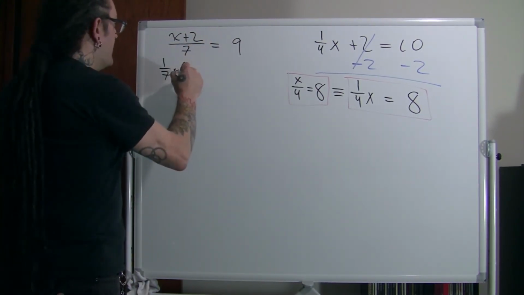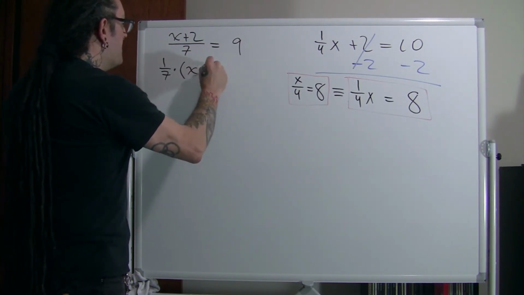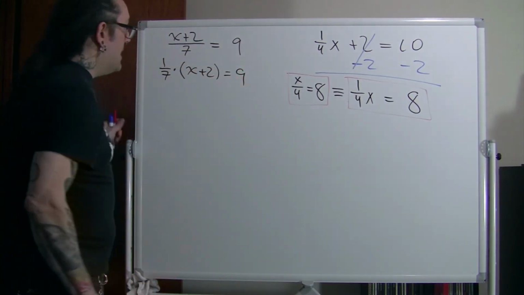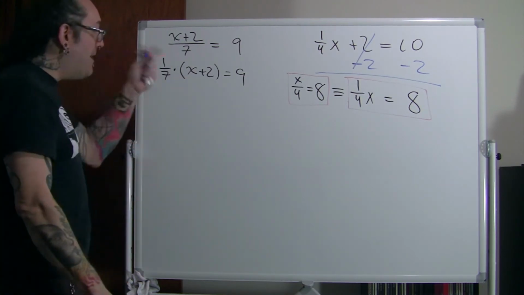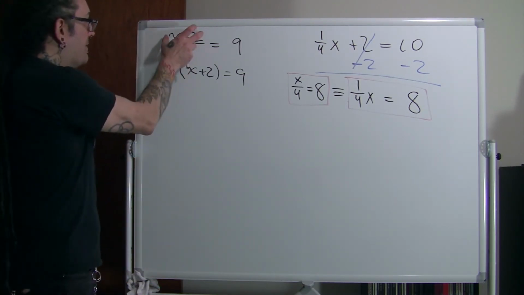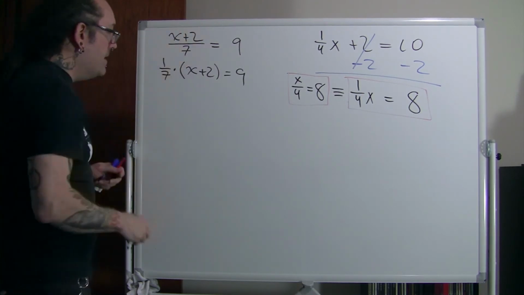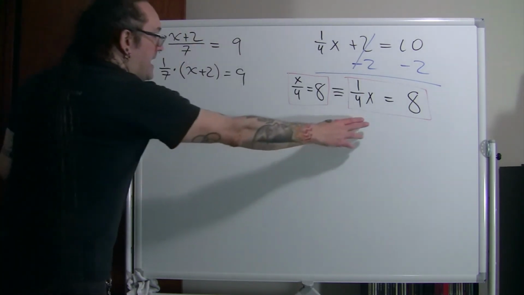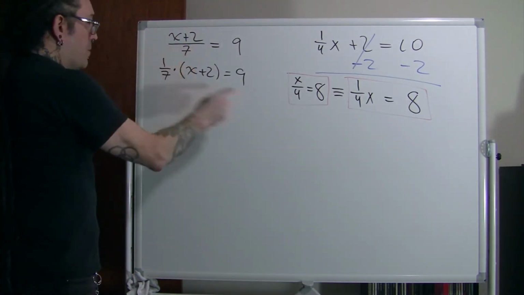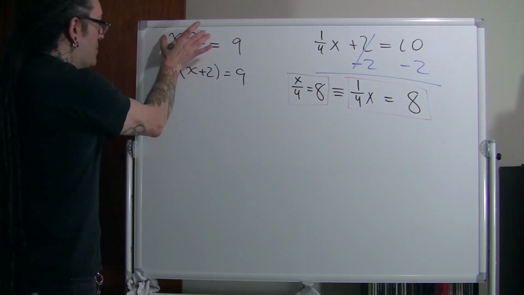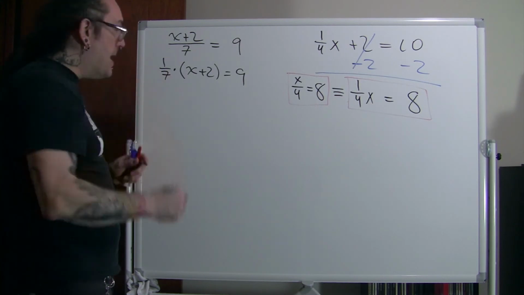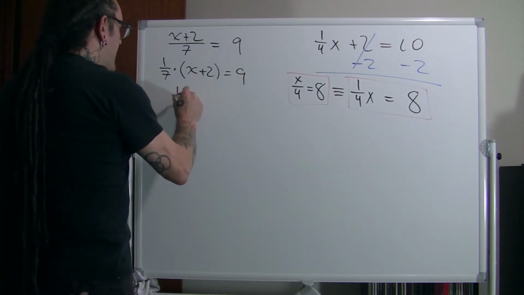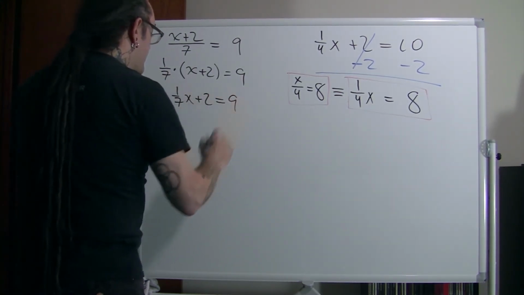And this is where I'm going to introduce my buddies. I said they were invisible a minute ago, but now here they are. You have to do this because 7 is dividing this entire quantity. And if I want to switch to the multiplication version with the 1/7 in front, I have to group them together. If I don't, I'll write this. Don't you write it because it's wrong. 1/7 x plus 2 equals 9.